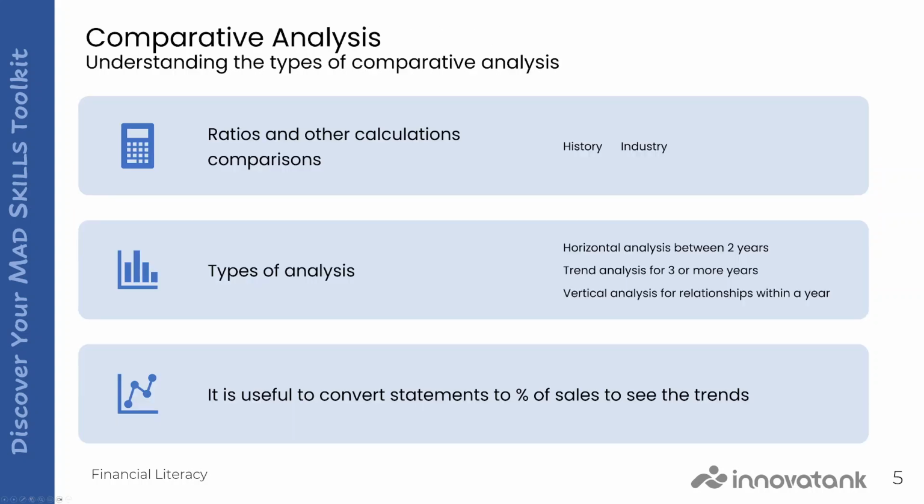And then you can start to compare historically to industry using ratios, and there are other types of calculation comparisons that you can use. Remember, there's three types of analysis: a horizontal, which is between 2 years; trend, which is based on 3 or more years; and vertical, which is based on the relationship within a year. And it's best to show all of those. I think it's also useful to convert statements to percent of sales, so it's easier to see the trends as you go through.